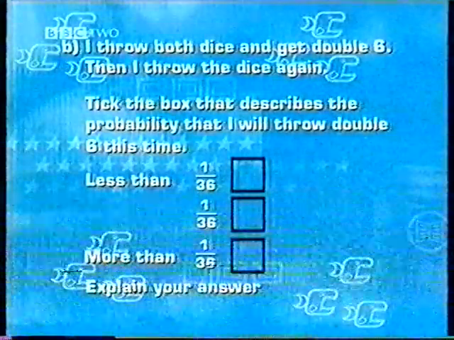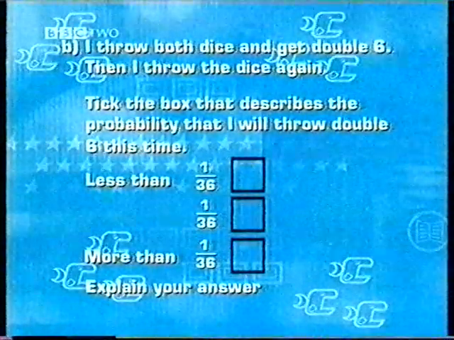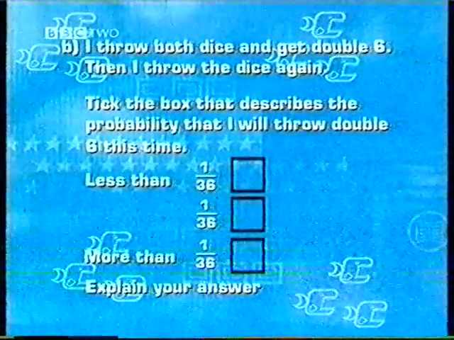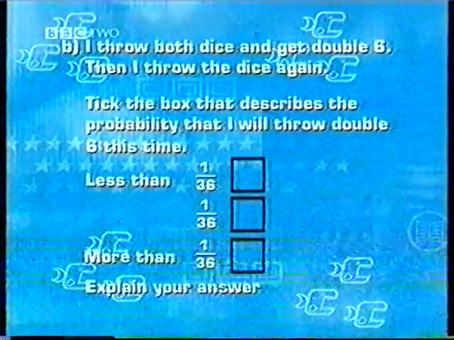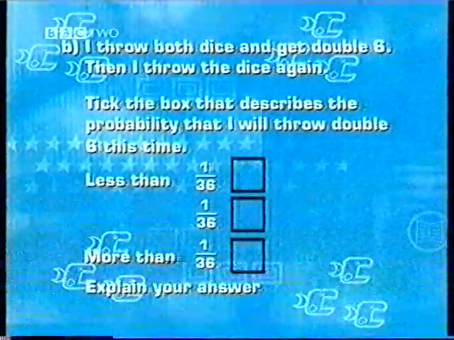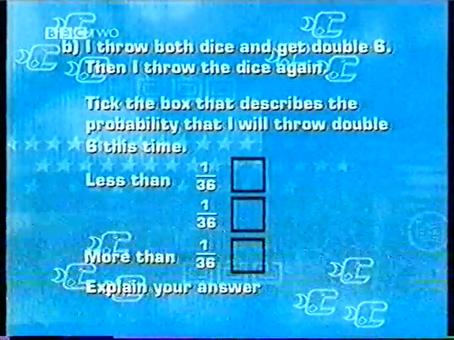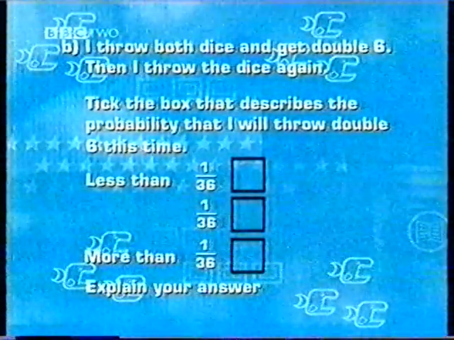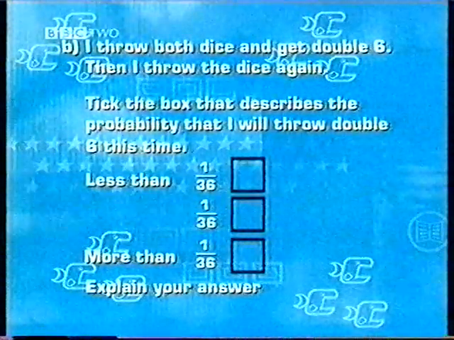On to part B. Part B tells me that I throw 1 double 6 and then throw the dice again. It asks me to tick the box that describes the probability I will throw double 6 this time. Less than 1 over 36, 1 over 36, or more than 1 over 36. The fact that I throw a double 6 the first time does not affect the probability of throwing a double 6 the next time. The dice are exactly the same, so the probability will still be 1 over 36.